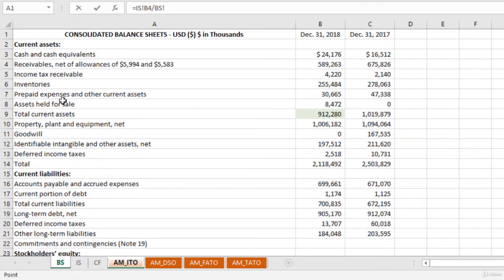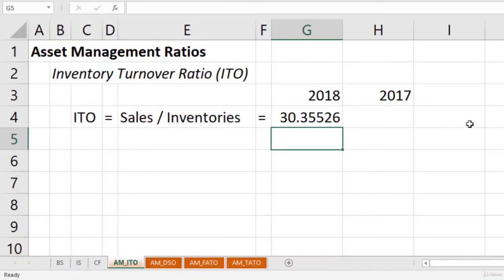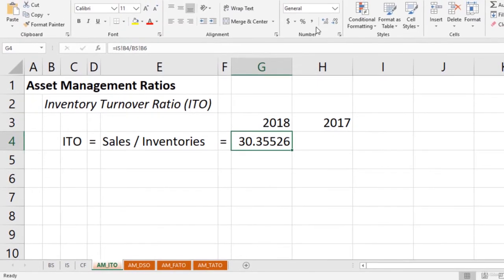So in the balance sheet worksheet, the inventories are found in cell B6. After selecting these two cells in the formula, then press enter. So we get that the inventory turnover ratio for this company is 30.35.